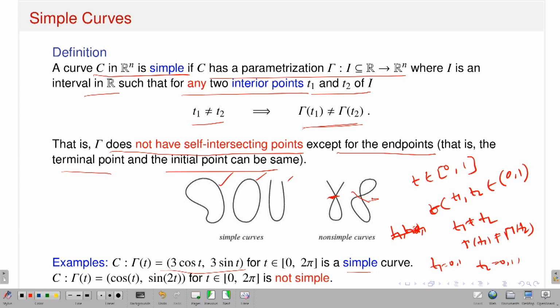So I don't care about that. But what I do care about is the interior. In the interior, you will say it satisfies this kind of property. So therefore it is a simple curve. What about this one, gamma T with sin 2T? So this is actually not simple.